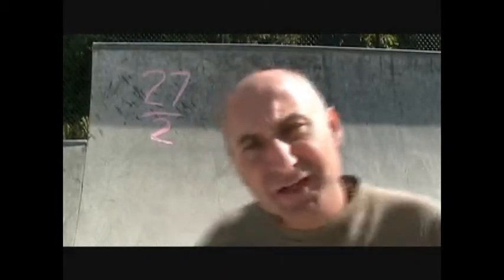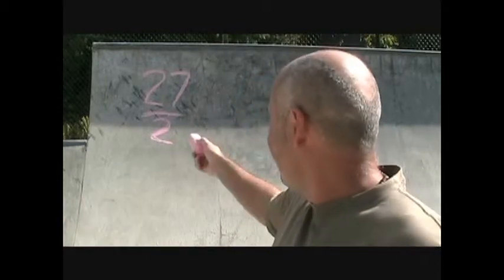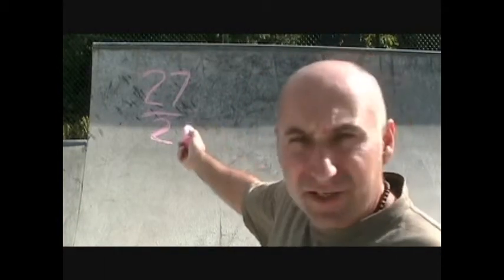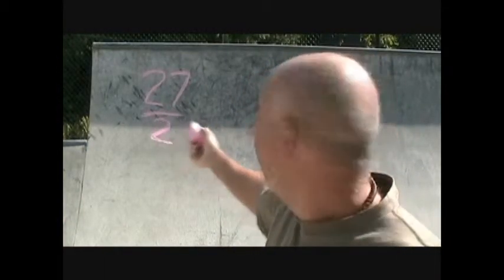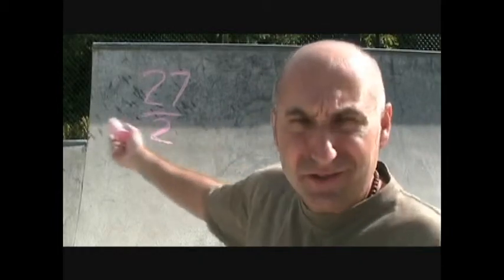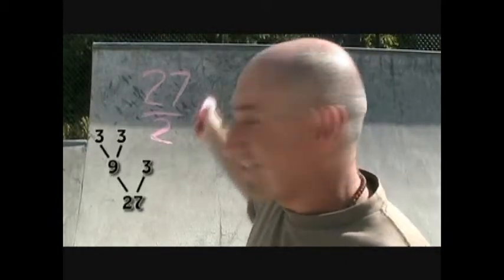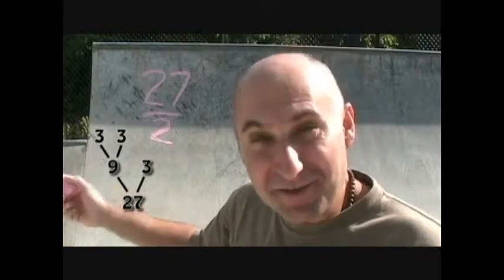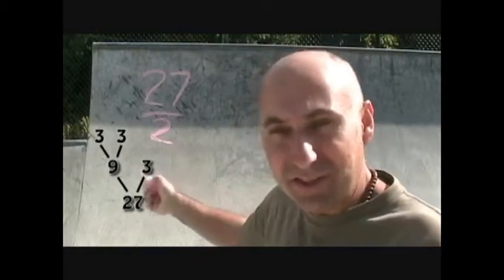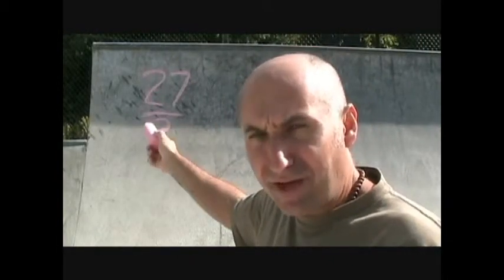We got 27 divided by 2. Now that's a straight up fraction. And what we could do is try to break 27 down into prime numbers. What does it break down into? 3 times 3 times 3 gives you 27. And that doesn't reduce anymore, right? If you're doing the prime factorization.